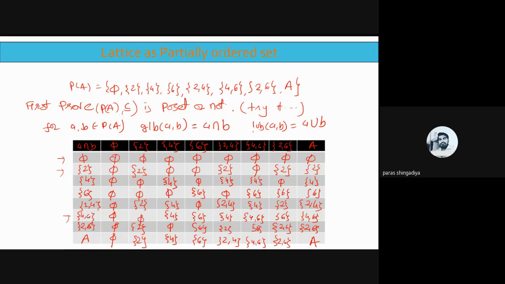5 is repeated, 2 is repeated, 6 is repeated, 2 4 is repeated. Okay, then A is there one time here, so all such values in each box belong to the P of A. Okay, so therefore we can say that A intersection B, meaning the GLB of AB, belongs to the P of A. Clear? So the first condition is true, and now let us check the second condition.